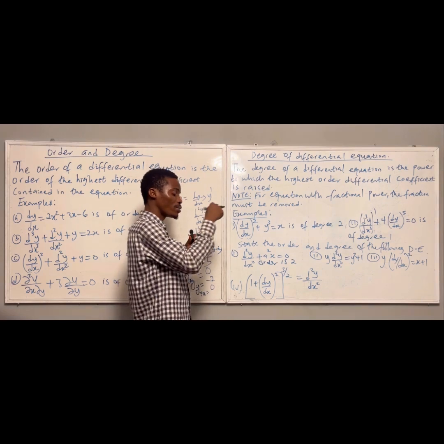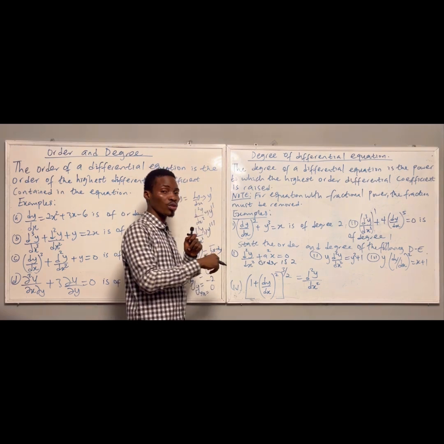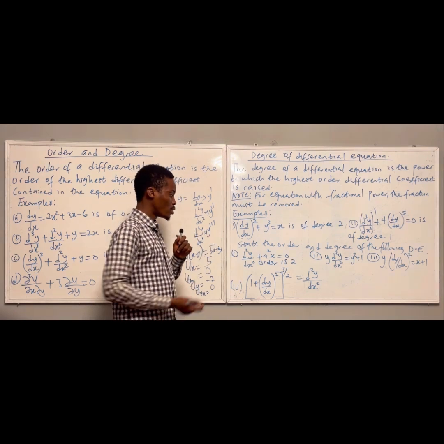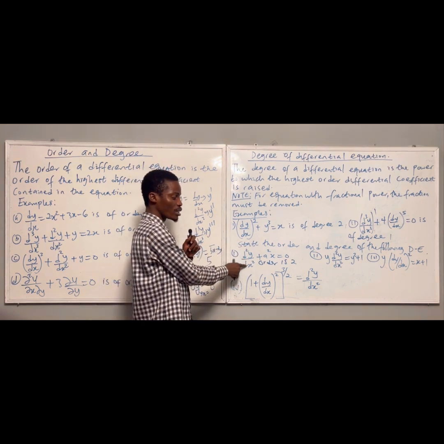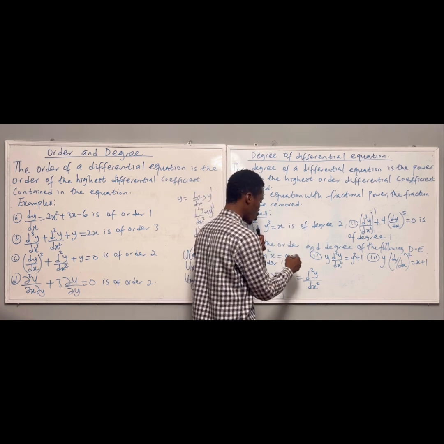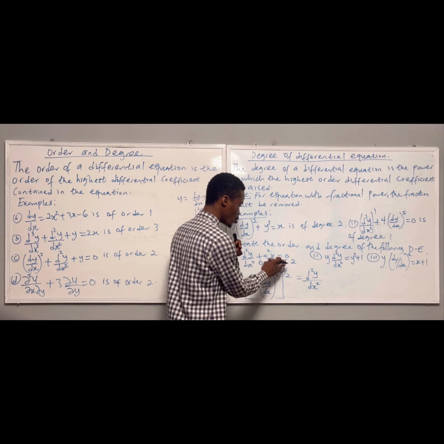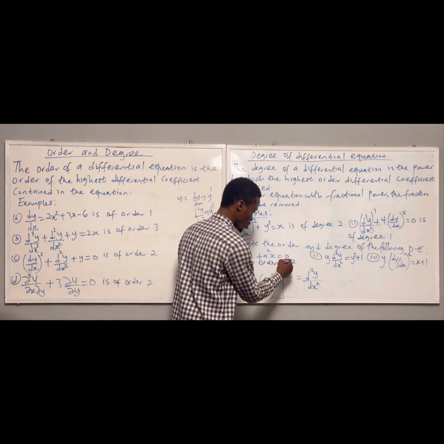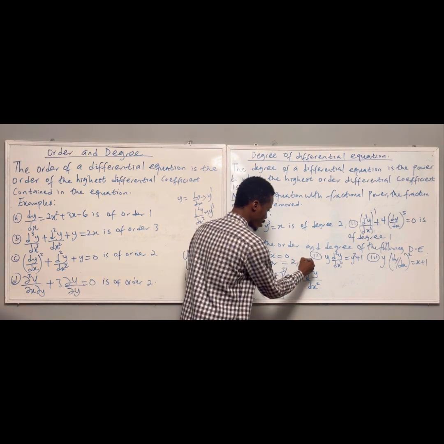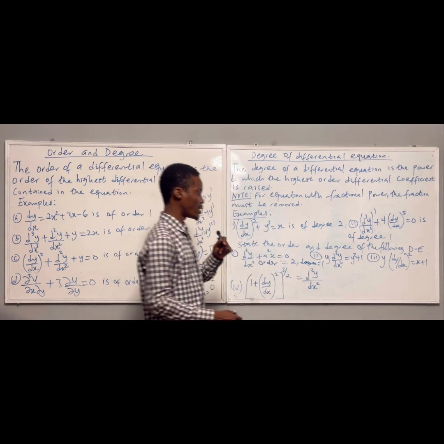If the order is 2, what will now be the degree? The degree will be the power of the highest order derivative. So the power of this is 1. So the order is 2 and the degree is 1.